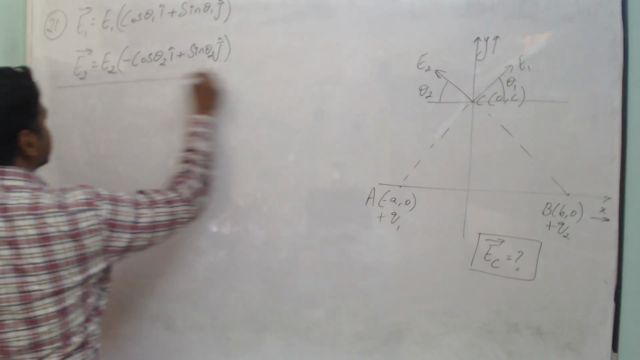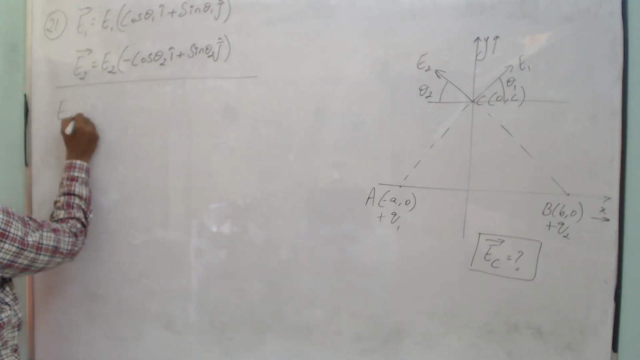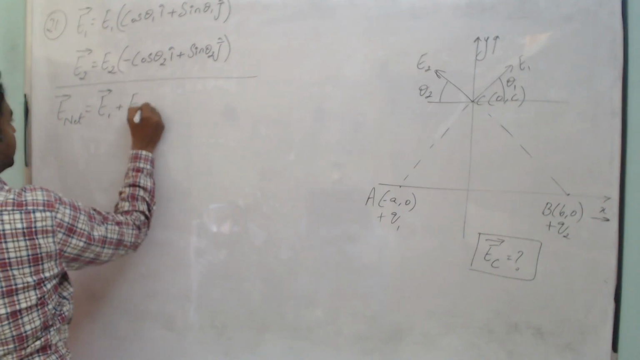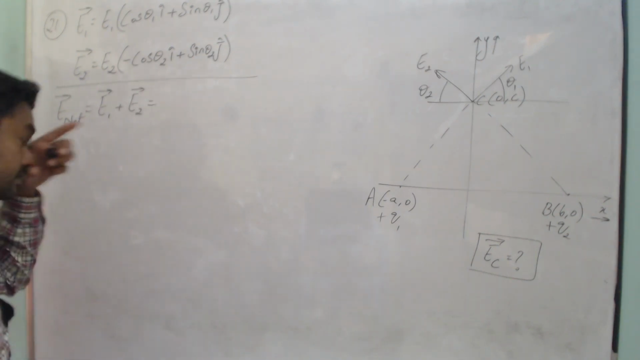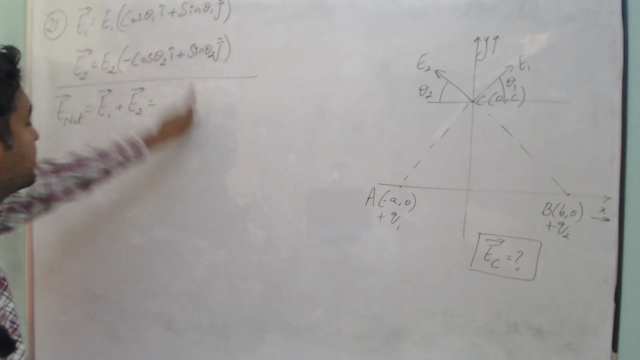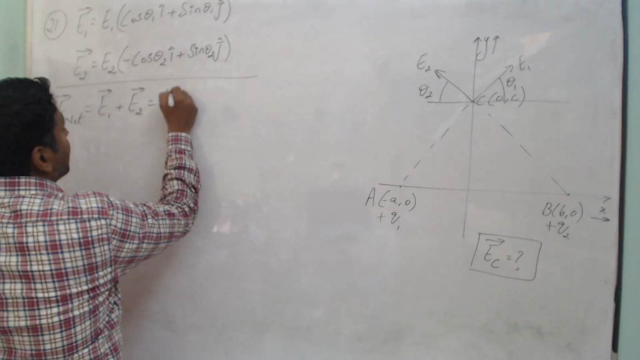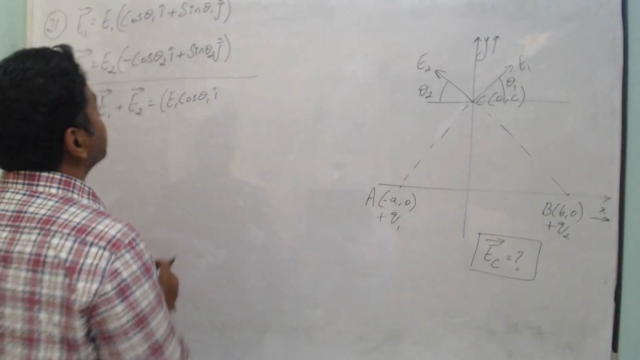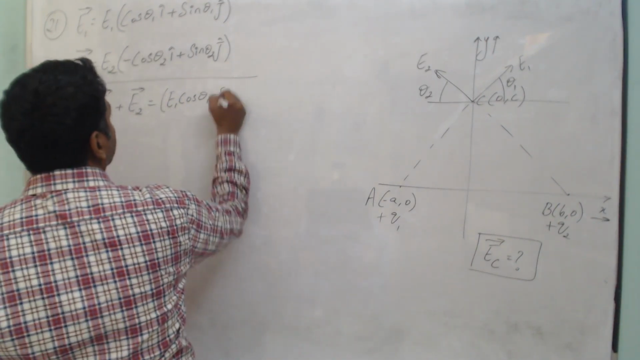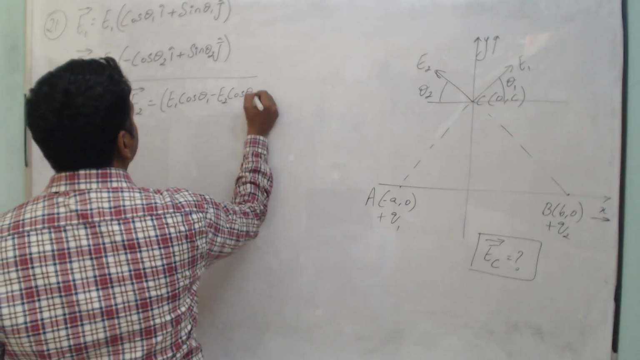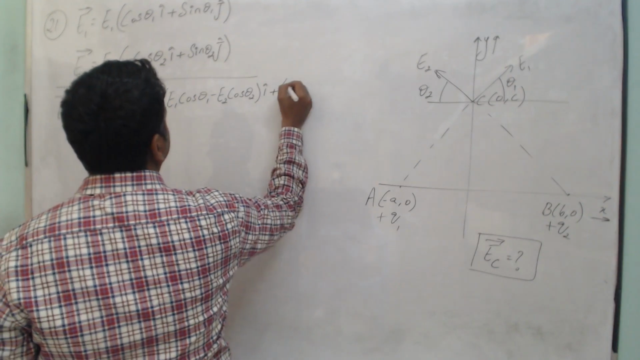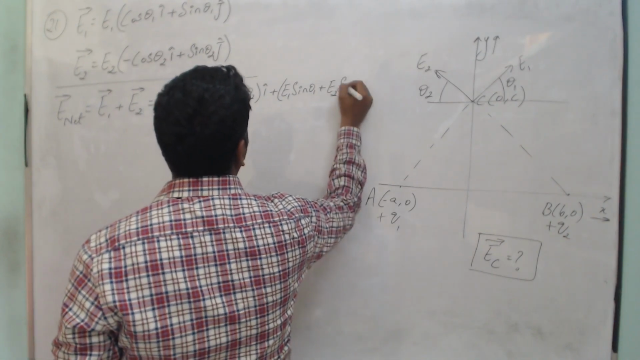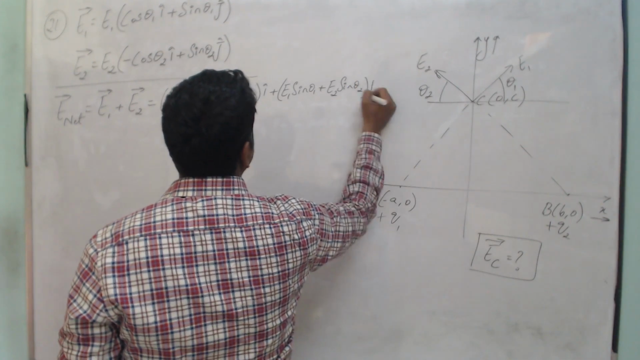So therefore, the resultant vector E bar net is equal to E1 bar plus E2 bar, which is equal to, if I write the summation of these two in terms of i cap and j cap, I'll simply have E1 cos theta 1 minus E2 cos theta 2 i cap plus E1 sine theta 1 plus E2 sine theta 2 j cap. That's it.